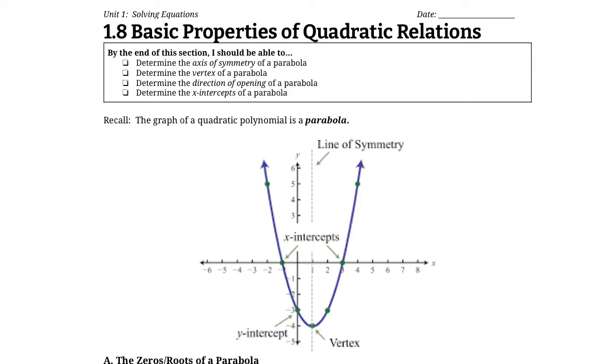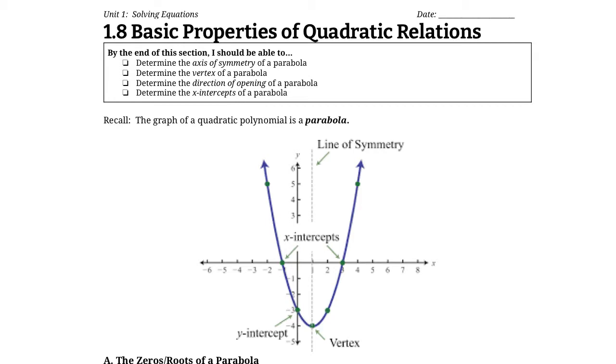The graph of a quadratic relation takes on a very particular shape. It is a U-shaped curve that we call a parabola. Now, a parabola has some very key specific features, some of which are similar to a linear relation, but there are some differences or features that you don't see on a linear relation or on the graph of a straight line. So in this lesson, we are going to talk about some of the basic properties of quadratic relations.